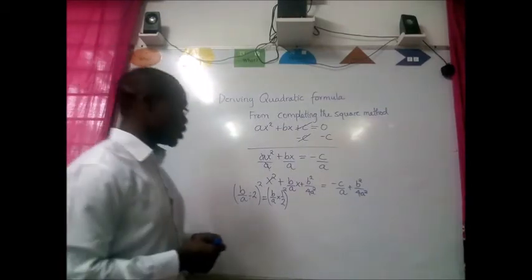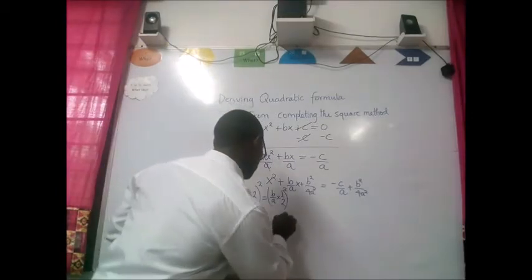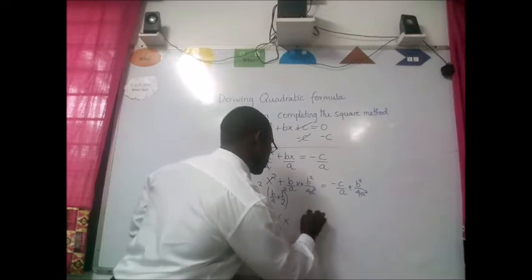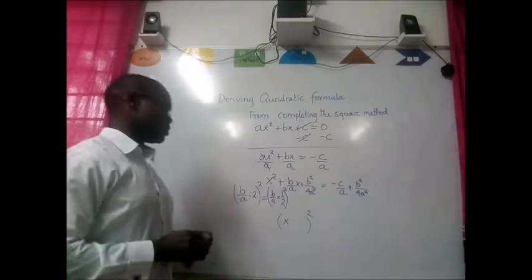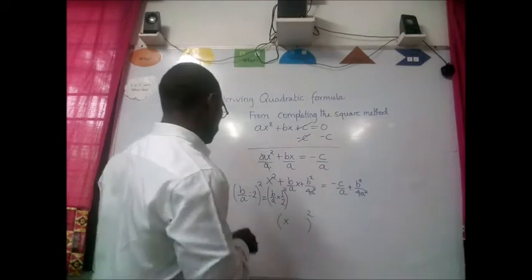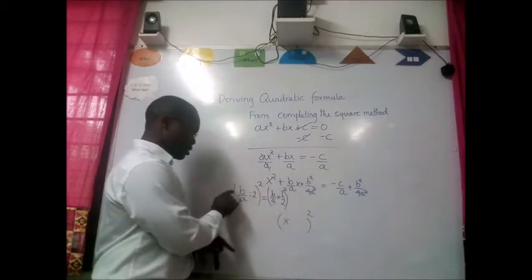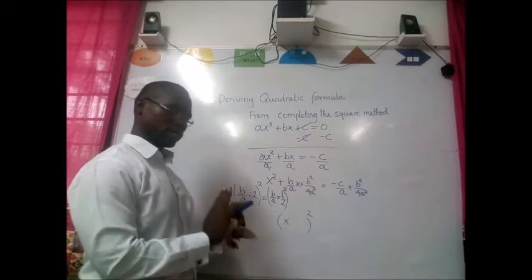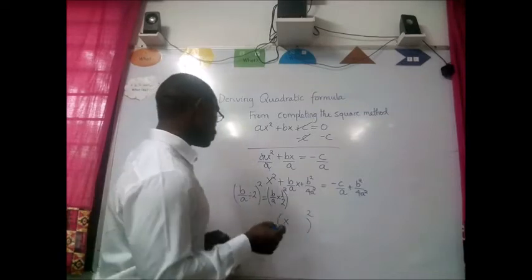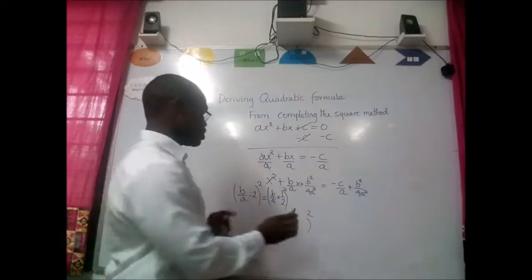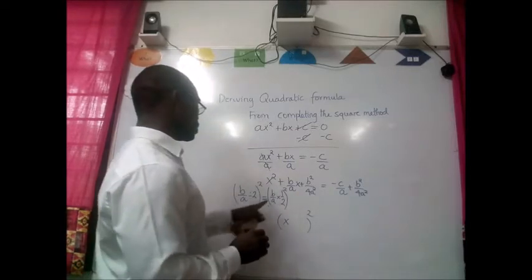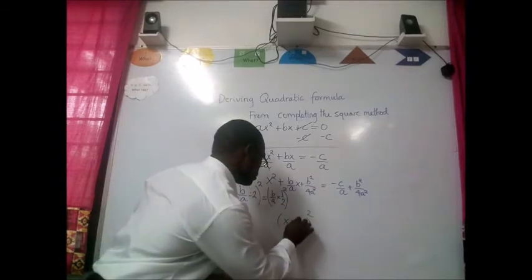Now, a perfect square is always in this form: x plus something, in brackets, squared. So what do we add here? We always take the coefficient of x divided by 2. It is positive because the number is positive, so it will be plus b over 2a.